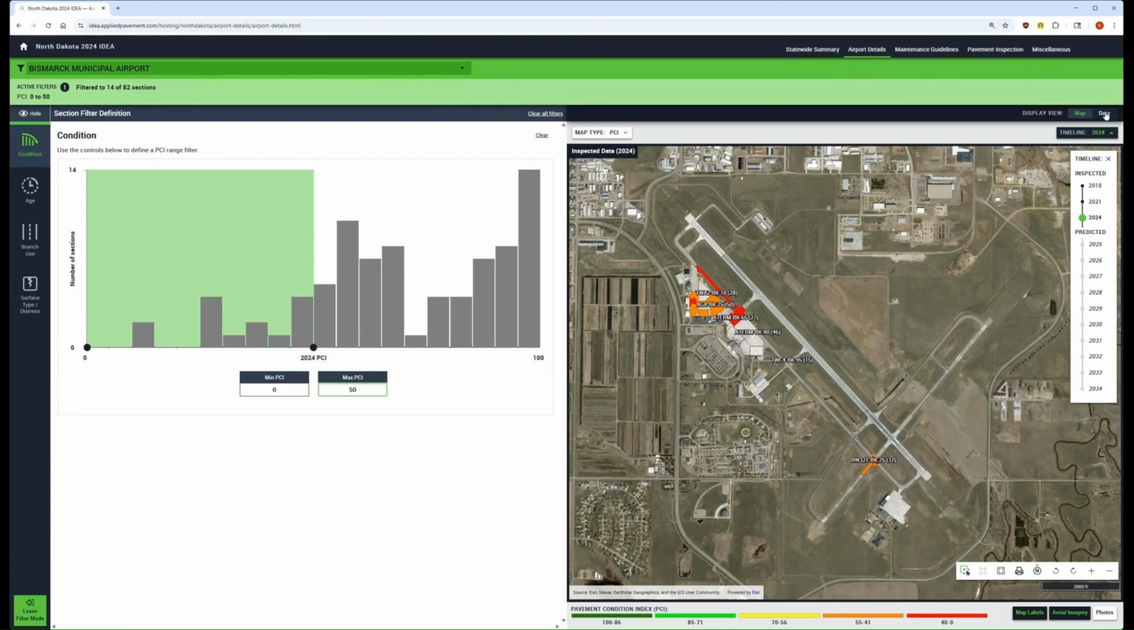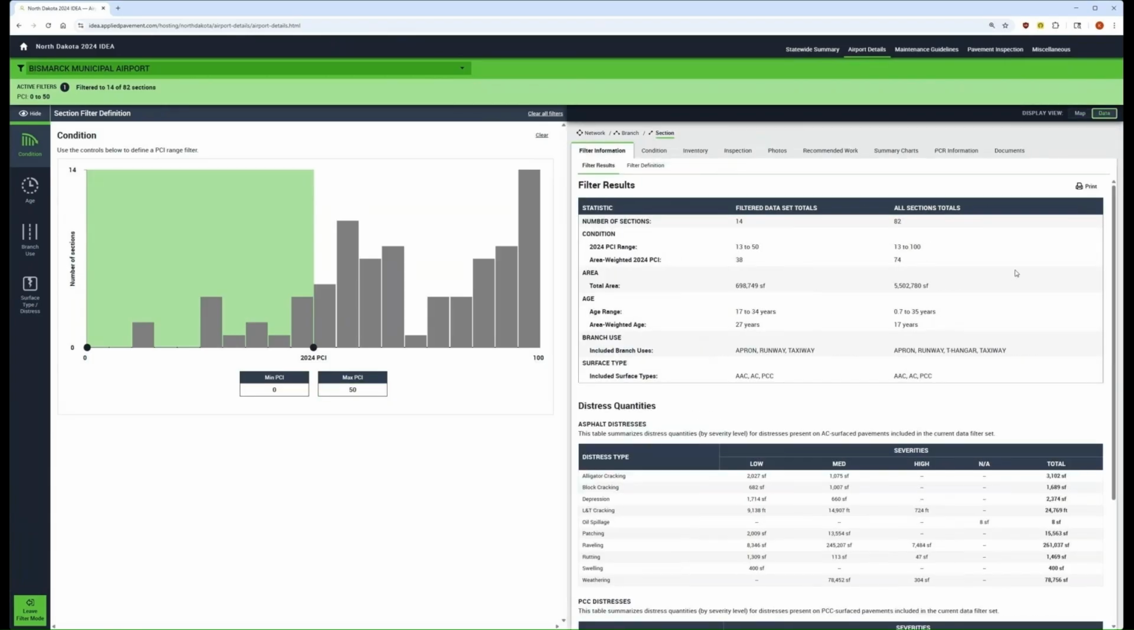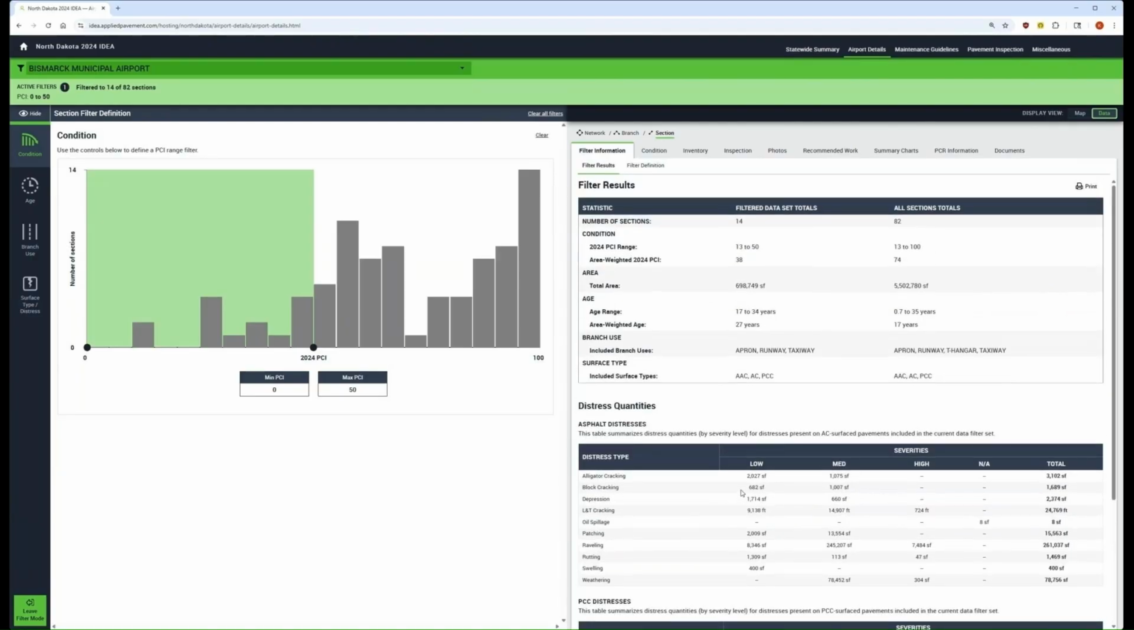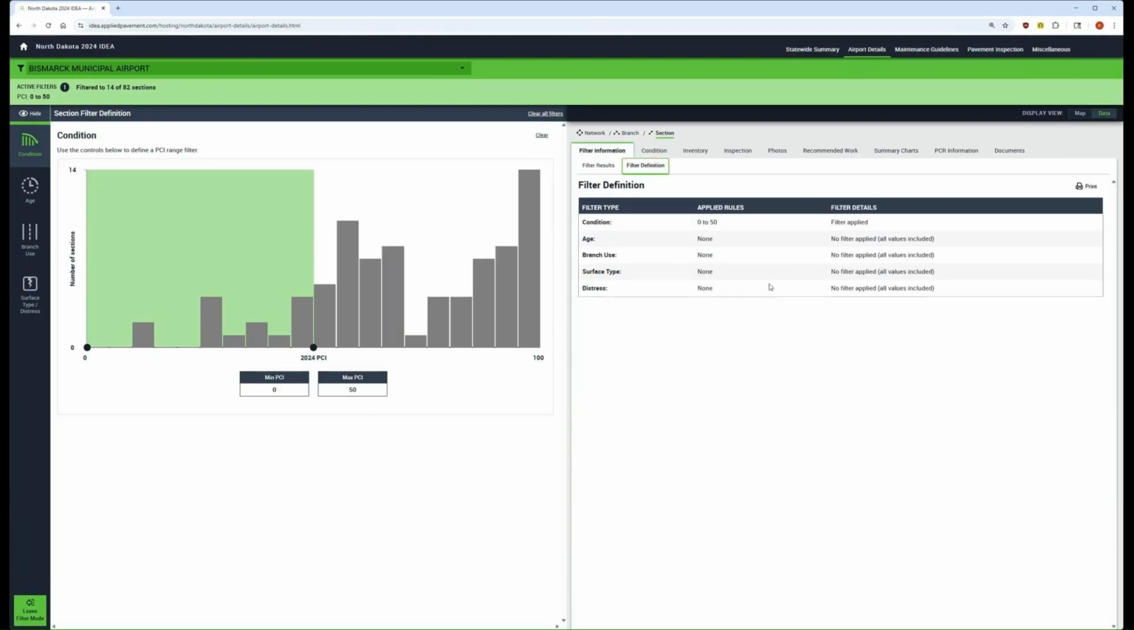If you'd like to see the statistics and the actual detailed data, you can select the data tab here on the right, and it summarizes the types of information as well as the distresses that were observed in each one of these pavements. And this is of all 14 pavements out of 82 total on the airport that have a PCI of 50 or less. So this is summarized information. If you wanted to see what was actually applied here in the details, you can do that.